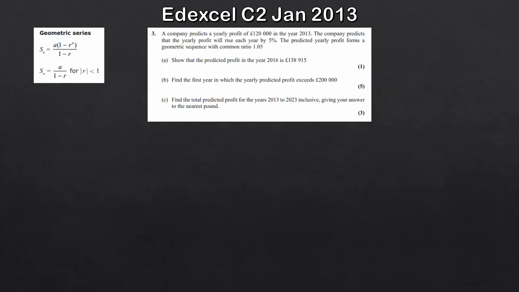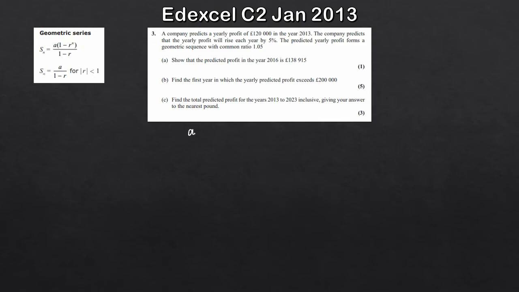So we've got the kind of question here that's dealing with a bit more context with it. We've got a company that predicts a yearly profit of 120,000 in the year 2013. They predict that the yearly profit will rise each year by 5%, so quite ambitious. And they're predicting the yearly profit forms a geometric sequence with common ratio 1.05.